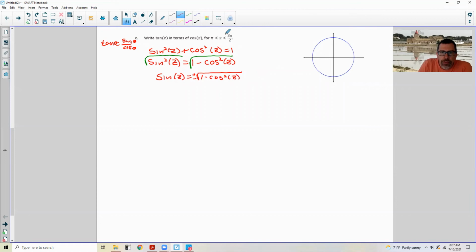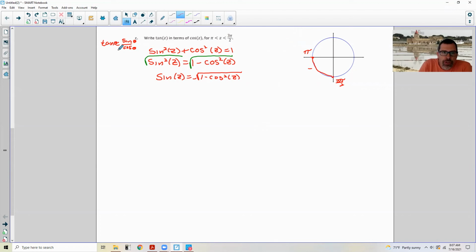Okay, now let's look at where we're talking. Where's pi? Pi is right here. Where's 3 pi over 2? Right here. So this is our restriction. This is where we're talking in the circle. And if I am looking for sine over there, sine is negative. So I don't want the positive, I only want the negative. So I have sine of z equals negative square root of 1 minus cosine squared z.